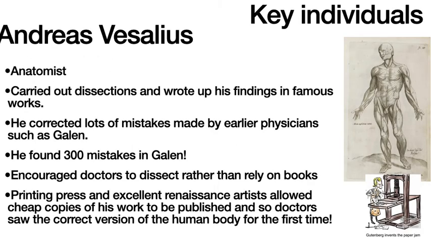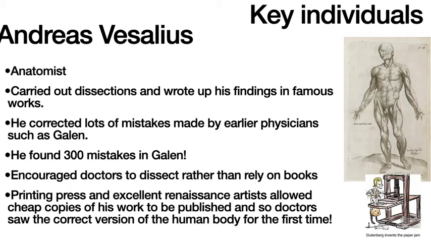Andreas Vesalius is our next important key individual. Now, he was a Dutch anatomist, so interested in anatomy, in how the body works. Now, in the medieval period, dissections had been forbidden because it was believed that you needed the body intact in order to rise up on Judgment Day.